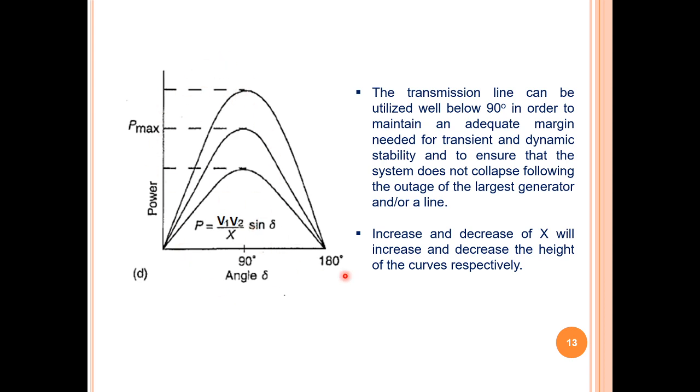We all know that an increase and decrease of x will give an increase and decrease of the height of the curves respectively. And don't forget this formula, active power V1 V2 by x into sine delta. With the help of this only, we can draw so many conclusions. This is a question for dynamic stability considerations.